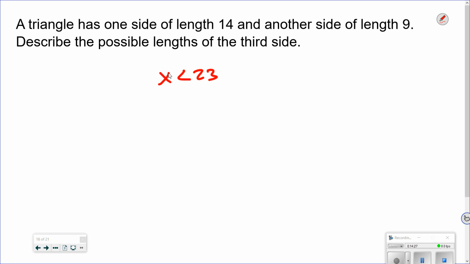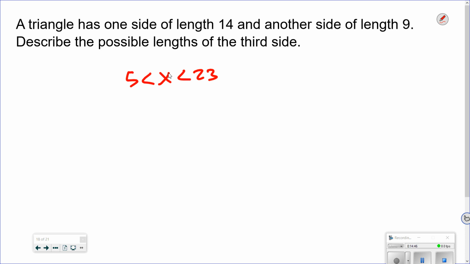But there's also a limit on how short it could be. Let's say X is the shortest side. Okay, that would make 14 the longest side. So what we do is instead of adding these two numbers together, we just subtract them. 14 minus 9 is 5. We know X has to be greater than 5. If X were 5, 5 plus 9 would be 14.